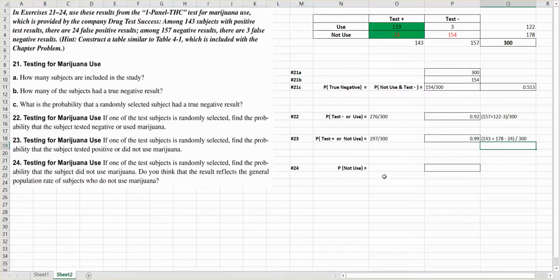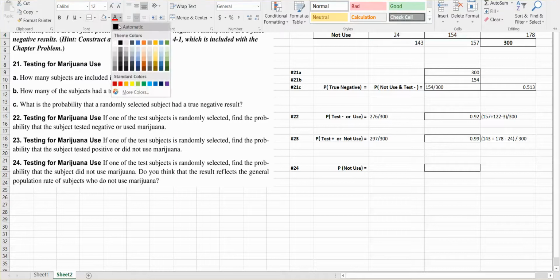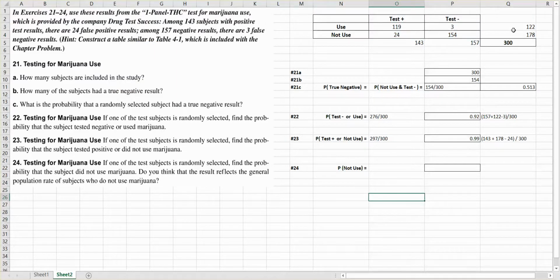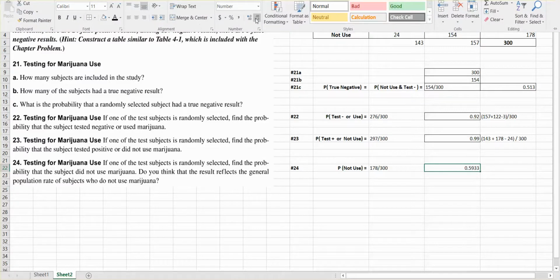No, you cannot. The last question is just find the probability that the subjects did not use marijuana. And to get that, not use marijuana, that's just the 178 out of the 300. And in decimal form, that's 59.3%, and we would want to clean up that decimal there.